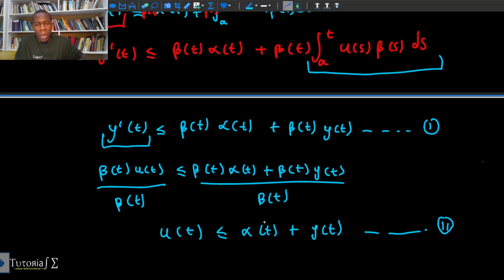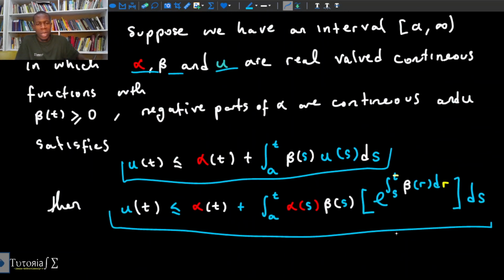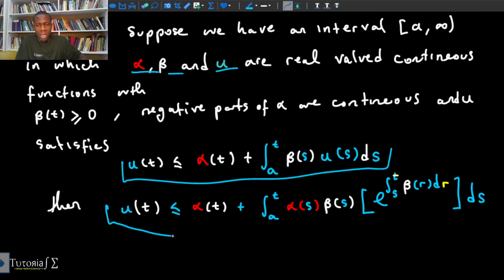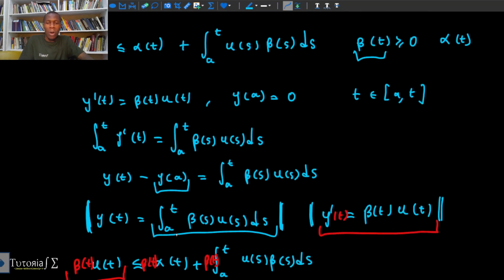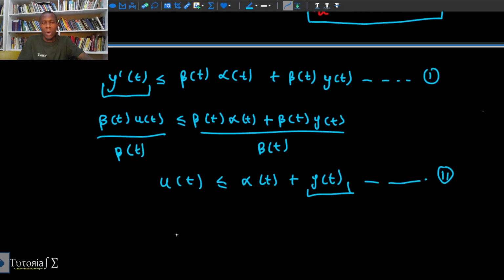What we just need is y of t for us to prove this relationship. So y of t should be in some form of this part here, because we already have alpha of t and u of t there. So how are we going to get y of t? y of t will be obtained from equation 1. We see that equation 1 is some form of linear differential equation.